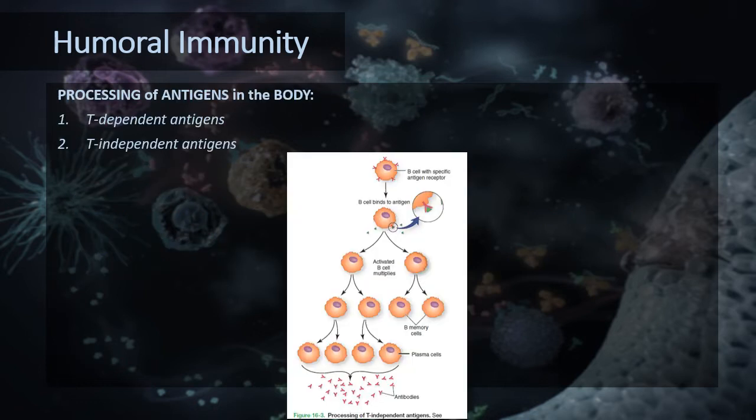There are two types of antigen processing in the body. First is the T-dependent antigens, where the T helper cells are involved in its processing, while in the T-independent antigens, the B cells are involved. As you can see in the figure here, this is a B cell with a specific antigen receptor that binds to the antigen and later on becomes activated. This activated B cell multiplies into two, the B memory cells and the plasma cells. The plasma cells are responsible for secreting antibodies against the antigen.